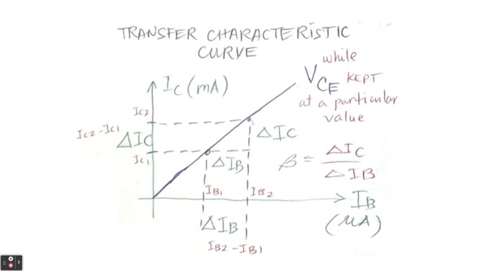And the point from this point downwards will be called IB2, for example, and the point here downwards will be IB1. If you subtract IB2 minus IB1, this will be the delta IB. Again, you may take any 2 points along this line. And then after that, you divide your answer by IC divided by the IB. And that's the transfer characteristic curve.